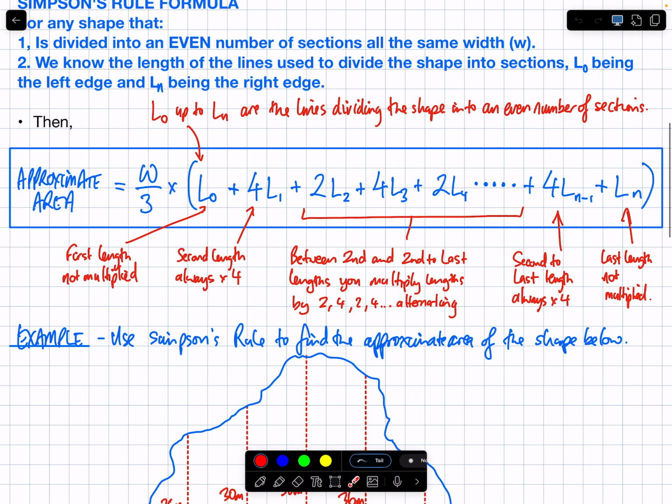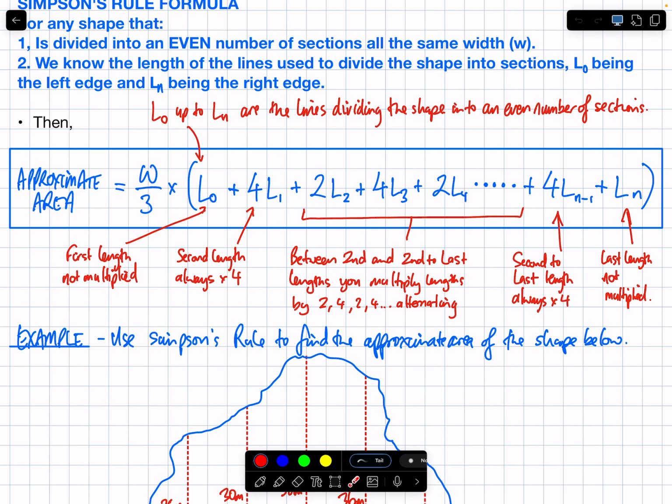All right, what is this formula? Let's work it out so that we can do an example and you can be a bit more relaxed about it. The area of anything that has been divided into an even number of sections, the same width W, and if I know all the lengths, L0, Ln, for all the cuts, the approximate area is the width over 3 as a fraction at the front of a set of brackets, and then it's times by, what the hell is going on in here?